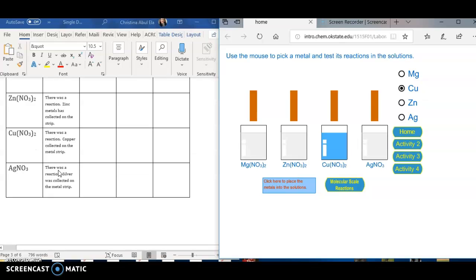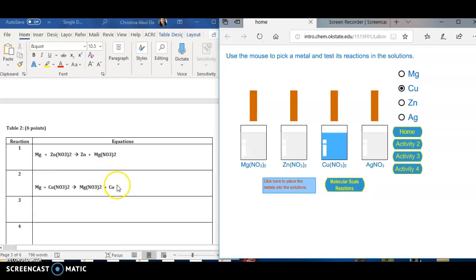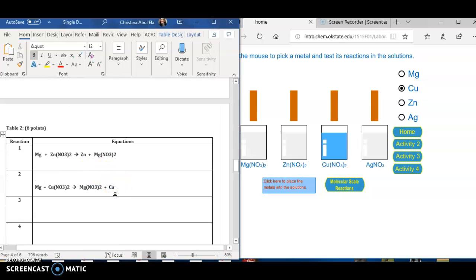So scrolling down to data table 2, I'm going to take some of this out and do it over for you so you see how it's filled in. But this first part, what you're seeing right here is what you get from data table 1. So there was a reaction in that box where I combined magnesium plus zinc nitrate. So I wrote that down. Those are my reactants. That's what I started with. I wrote in my arrow, and now I have to predict the products.